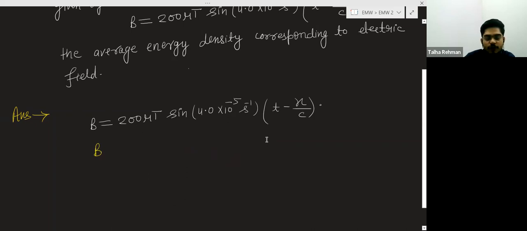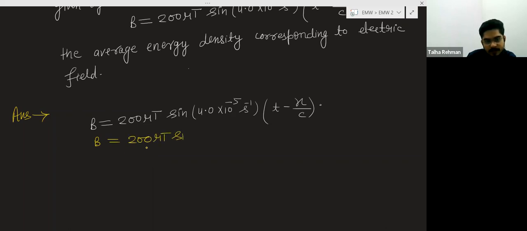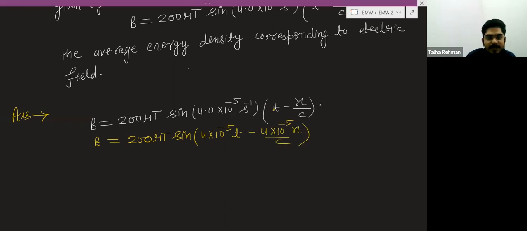For completing this, there is no requirement, I am just telling. So basically, this is B, and you can write this as 200 micro Tesla, and this is sine, and this 4 can be multiplied to this bracket. So 4 into 10 to the power minus 5, and this is t, and it can be written as 4 into 10 to the power minus 5 x by c. So this can be written like this.